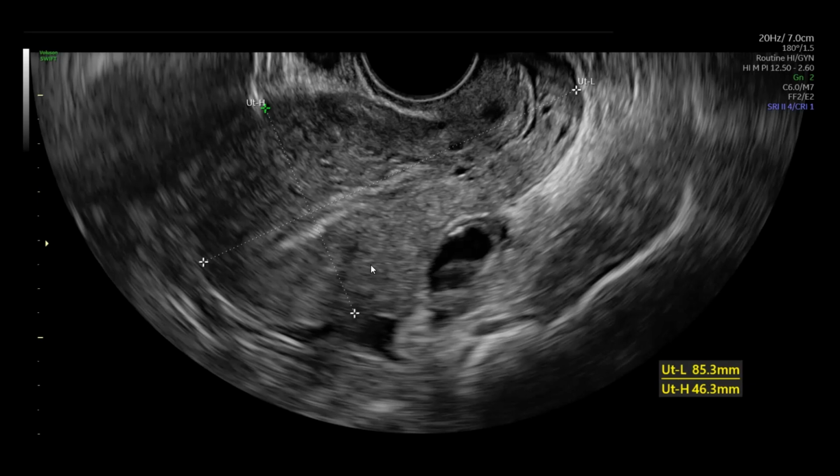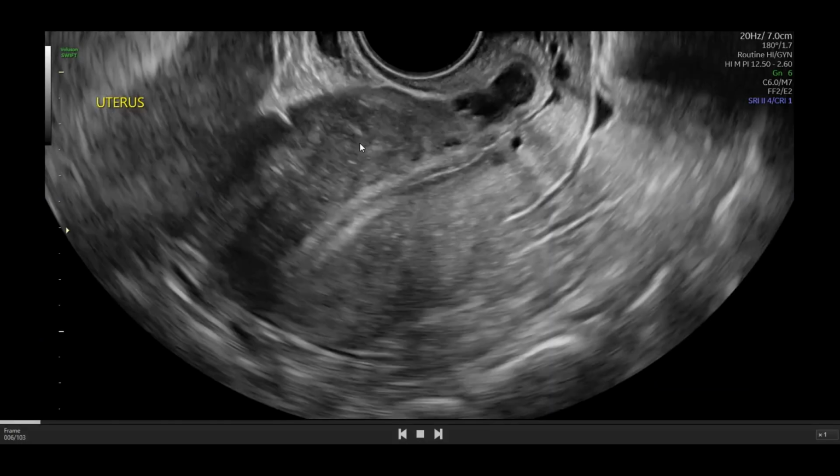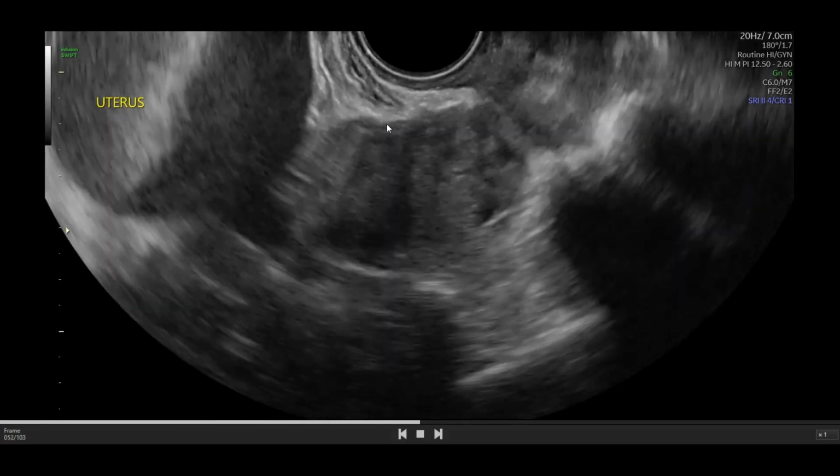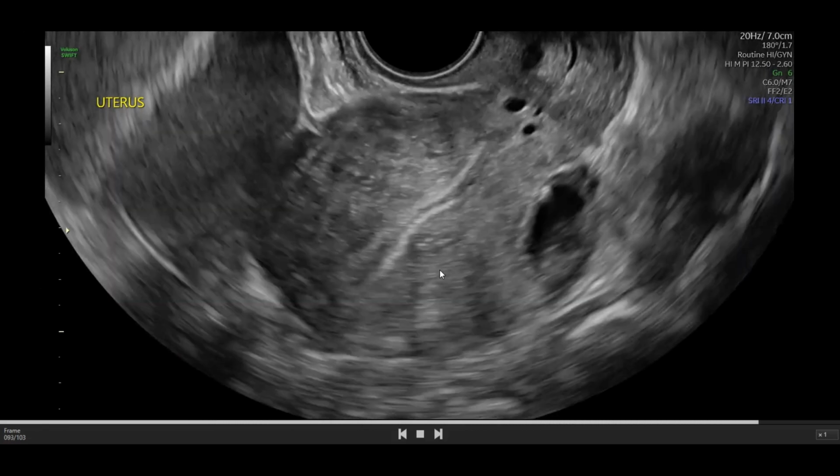This is an anteverted uterus, and our measurements are noted in the right lower corner of the screen, 85 by 46 in the AP. We can start to look at some features of this uterus already, but we can skip ahead to the cine, which is going to give us a lot more detail anyway.